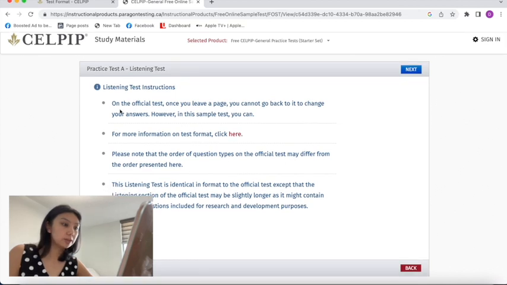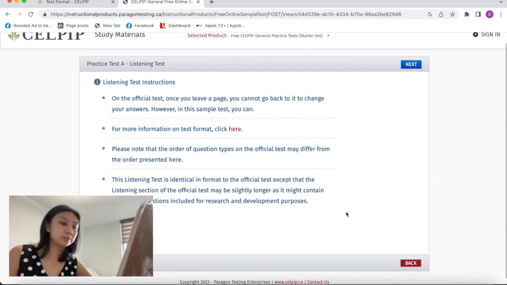So again, meron naman siya on the official test. Once you leave a page, you cannot go back to change it. However, in the sample test, pwede. You can also learn more about the test format. And the order of the questions may be different, but to be honest, medyo similar siya. So, yan.